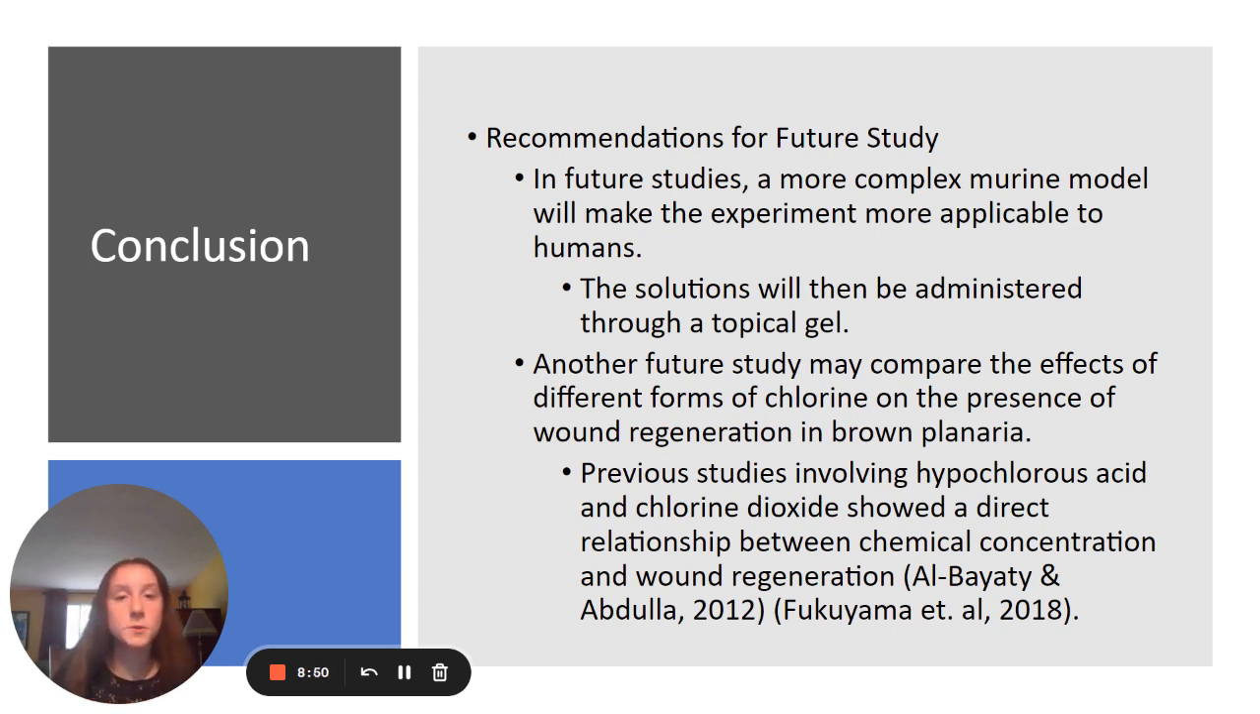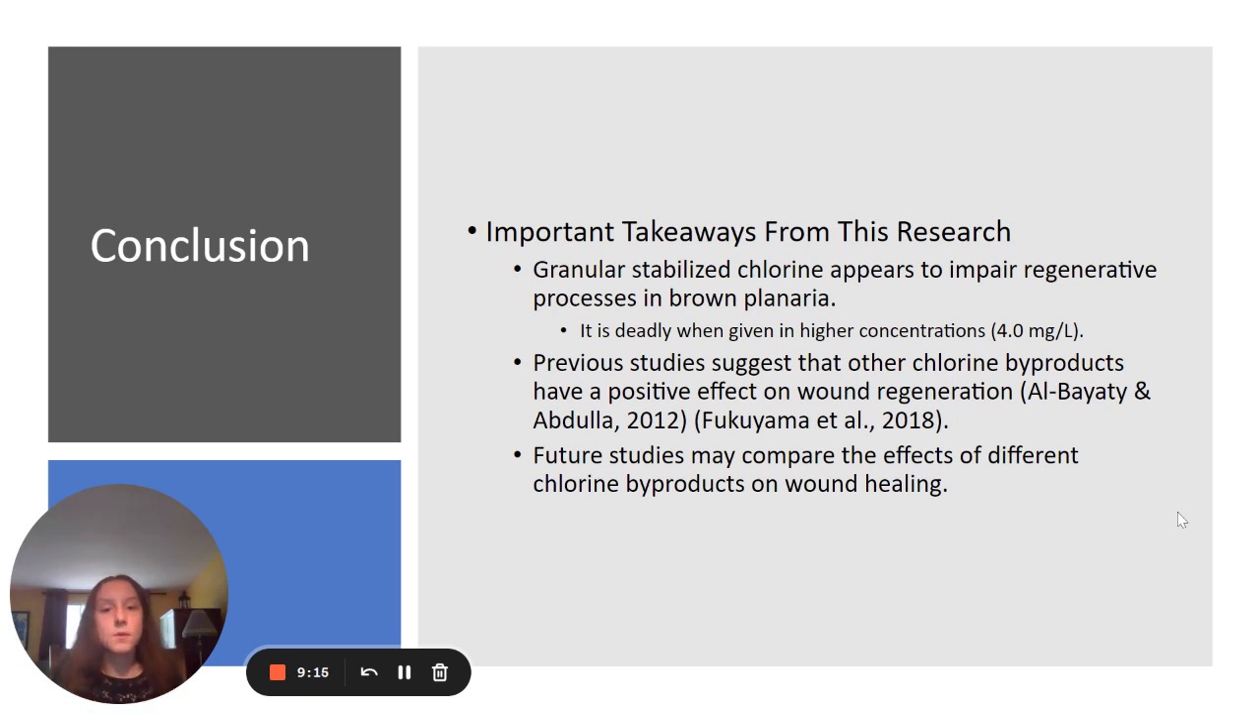My recommendations for future studies include a more complex marine model that will make the experiment more applicable to humans, and the solutions now will have to be administered through a topical gel. Another future study may compare the effects of different forms of granular stabilized chlorine on the presence of wound regeneration in brown planaria, as previous studies involving hypochlorous acid and chlorine dioxide showed a direct relationship between chlorine concentration and wound regeneration.